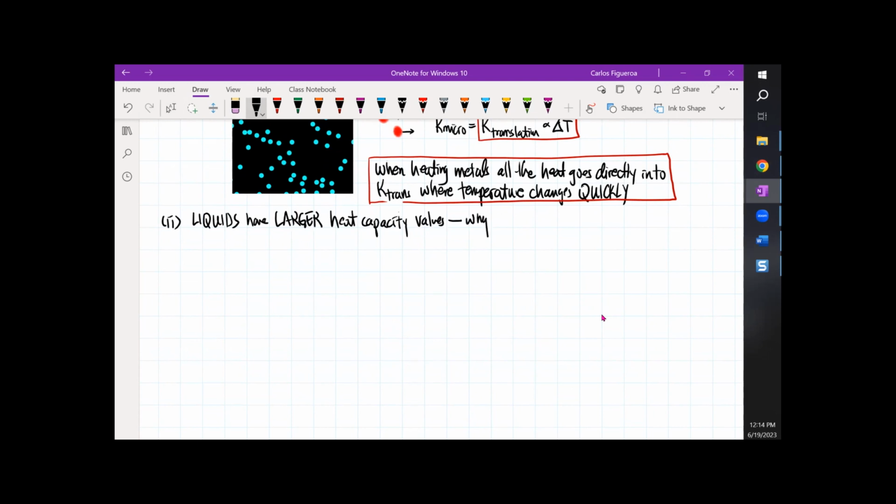And of course, the question is, why do they have larger heat capacities? Liquid molecules like water have more ways to store internal energy.